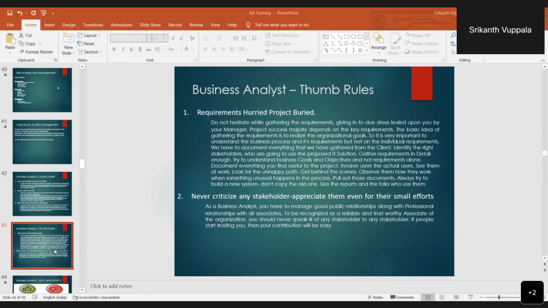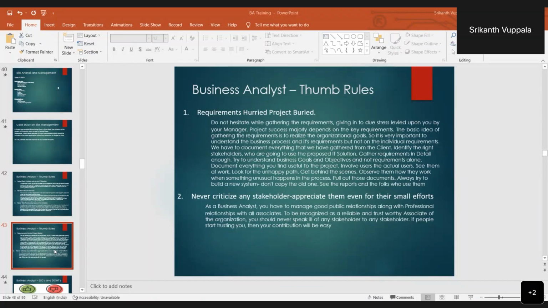So when you're talking to multiple stakeholders, today you are meeting one stakeholder and you got one requirement. Tomorrow, while you're talking to another stakeholder, he says that is not the functionality of that requirement. You should not blame the other stakeholder. You should try to understand why there is a difference between the two requirements or the two people. Instead of that, you should not blame the other stakeholder.